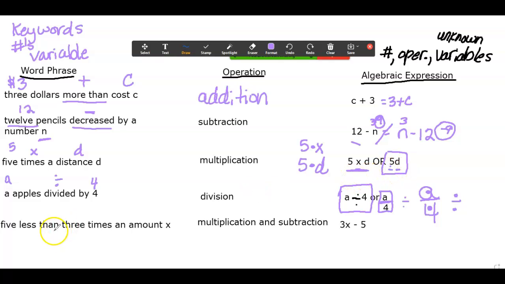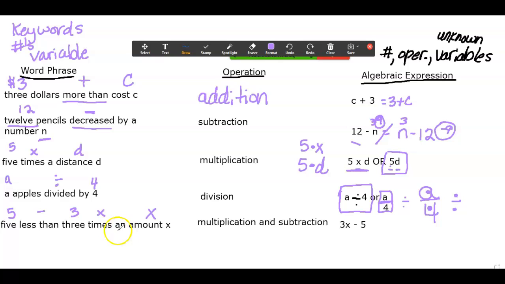And so sometimes we have a word phrase like this that actually has 2 operations in it. We're still looking for our keywords, numbers, and variables. So when I go here, I see the number 5. I see less than, which means minus. I see 3. I see times, which means multiply, and I see the variable of x.